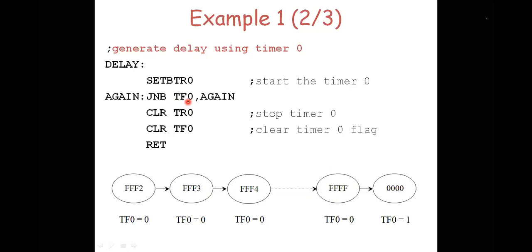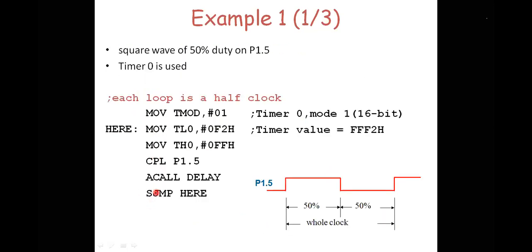So TF0 becomes 1, and it will come to the next instruction. You have to stop the timer and you have to clear TF0. And return means where will it go? It will go to the main function. Jump here means it will be repeated. Like that, you can generate the square wave at port 1.5 with 50% duty cycle.